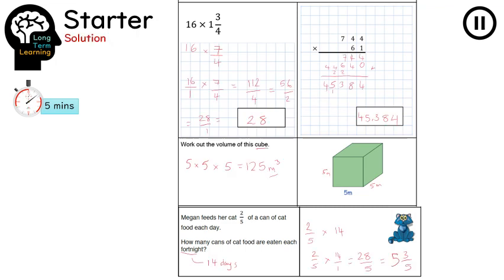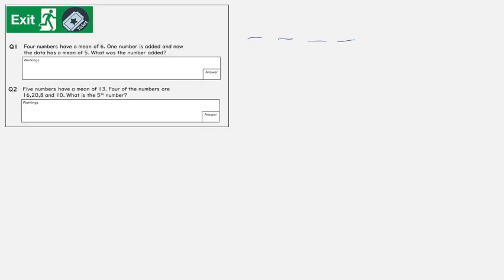Here are the solutions, so pause the video, mark those off. Well done to everyone who submitted the exit ticket. There was a lot of right answers, so well done. We're just going to go through the answers very quickly.